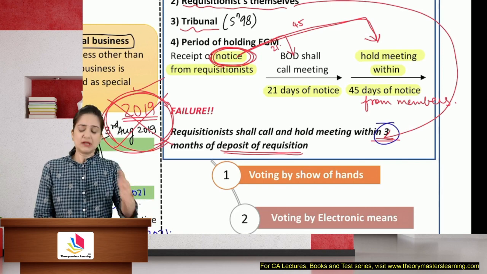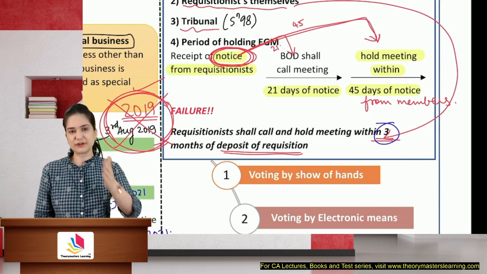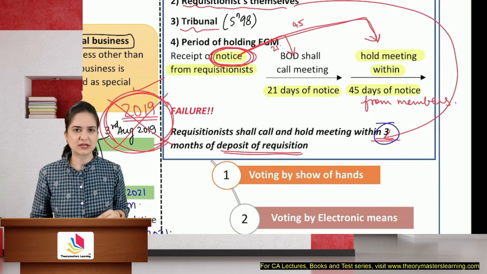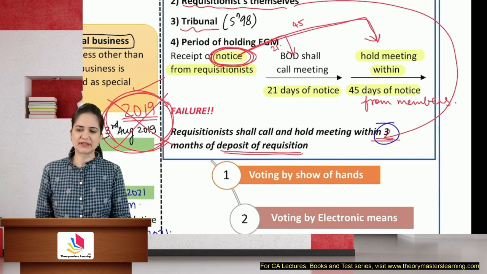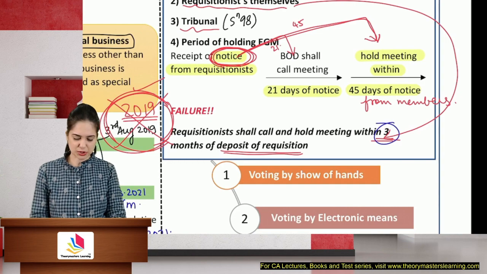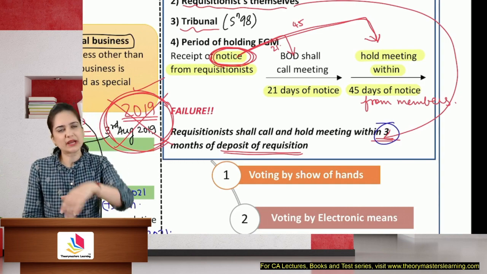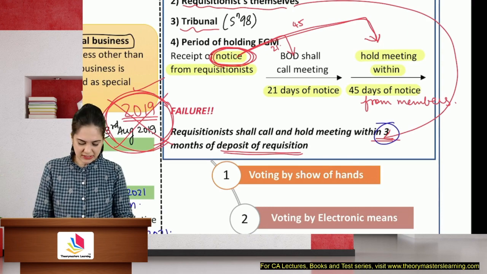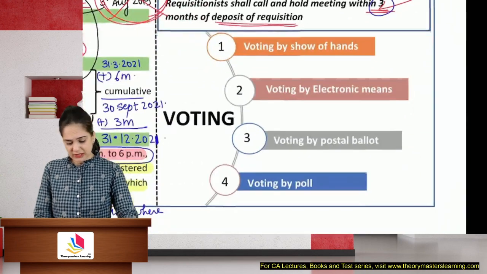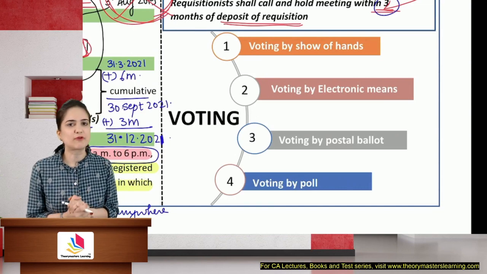If they fail, then we give the members another 45 days to actually conduct the meeting. So 45 plus 45, 90 days, that is 3 months. I'm just giving you an approximate calculation. That much time is given for the requisitionist to hold. If they don't want to do it, they can go to the tribunal, and the tribunal will call an extraordinary general meeting. Whatever decision is taken, it is done by voting.